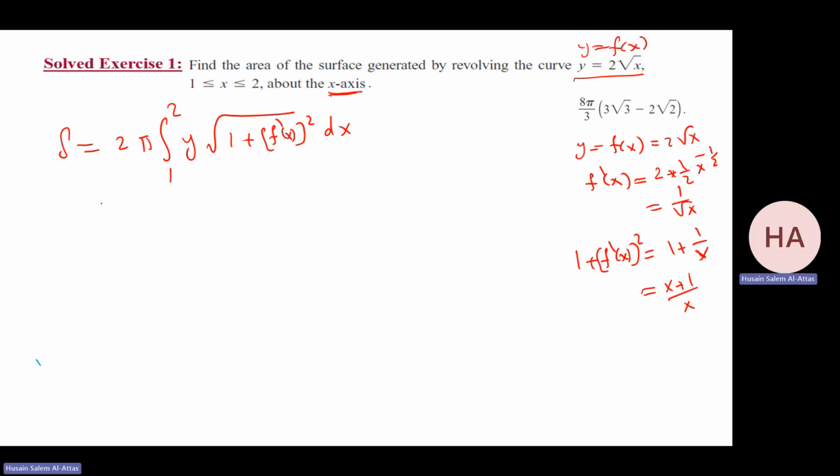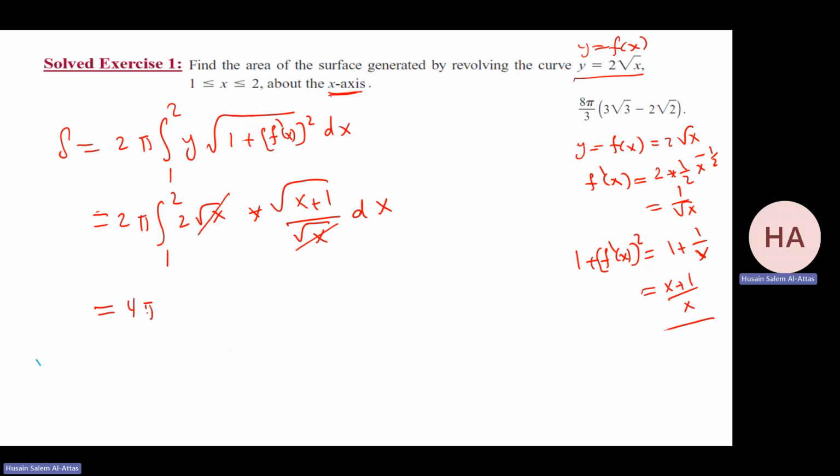Okay, now I'll plug it in. Now this is 2π integral from 1 to 2. What is y? 2 square root of x, times the square root of this, which is square root of x plus 1 over square root of x, dx. This is canceled, and I have 4π from 1 to 2, (x plus 1) to the power half dx, which is easy to do.